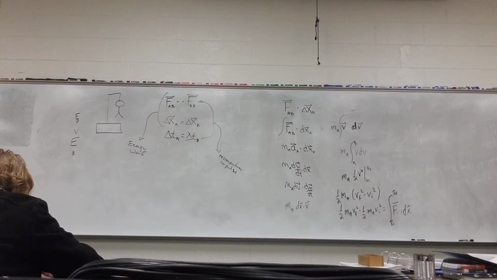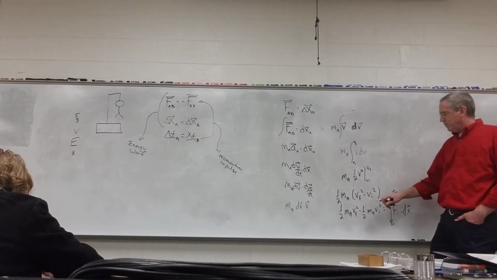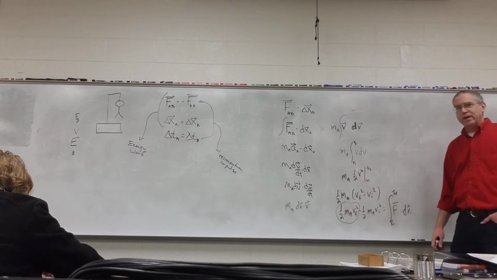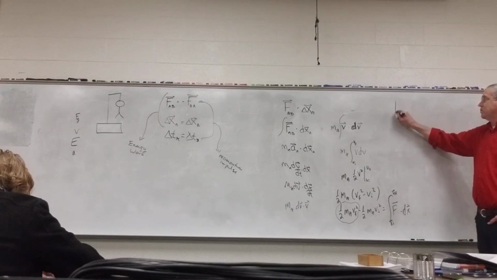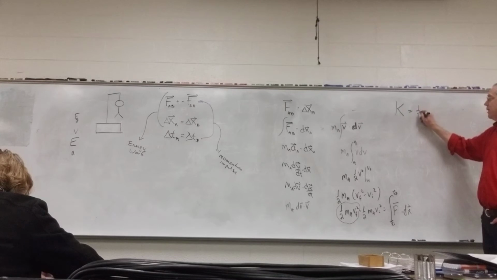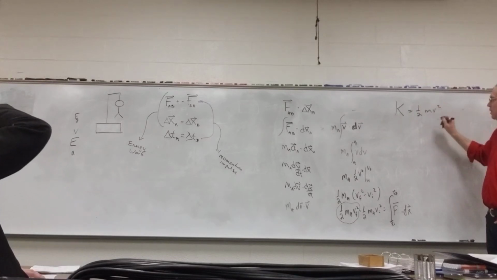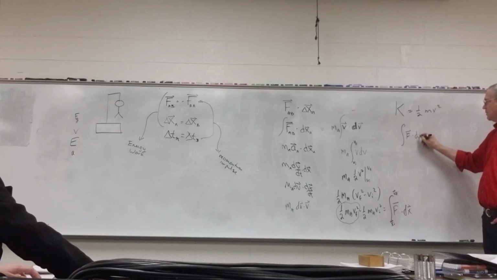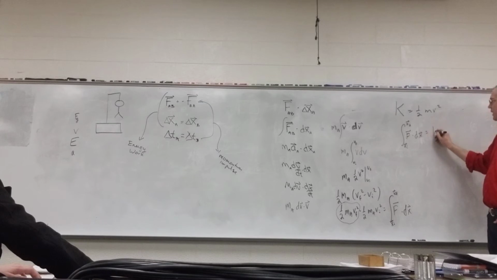All right. This 1/2 m a vf squared, that's too much for physicists to write, so they came up with something to call that. They use a big letter K and call that 1/2 m v squared. So this now becomes this integral of force dot dx from some initial position to some final position is equal to K final minus K initial, or the delta K.